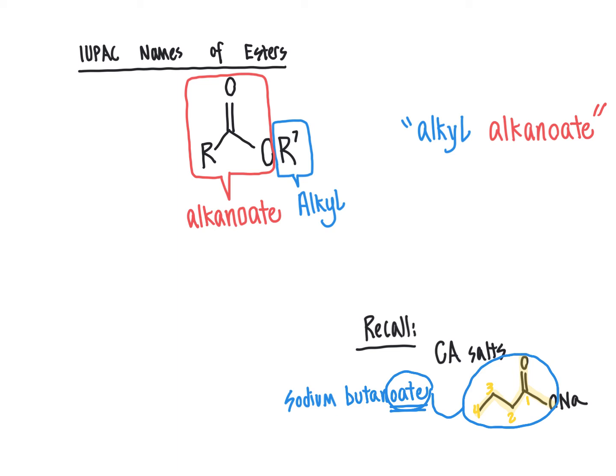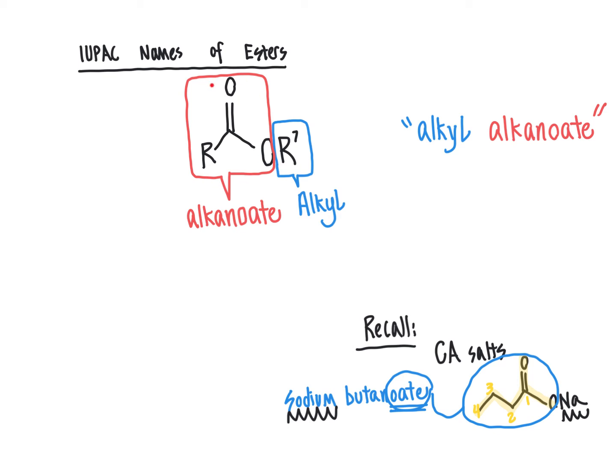And then at the prefix of the name, that was where we indicated sodium to tell us that there was a sodium bonded to that butanoate group. So analogously, up here, when we're naming esters, rather than there being a metal complexed with the oxygen atom, instead you have an alkyl group complexed with the oxygen. Therefore, rather than being a metal alkanoate, instead it becomes an alkyl alkanoate.